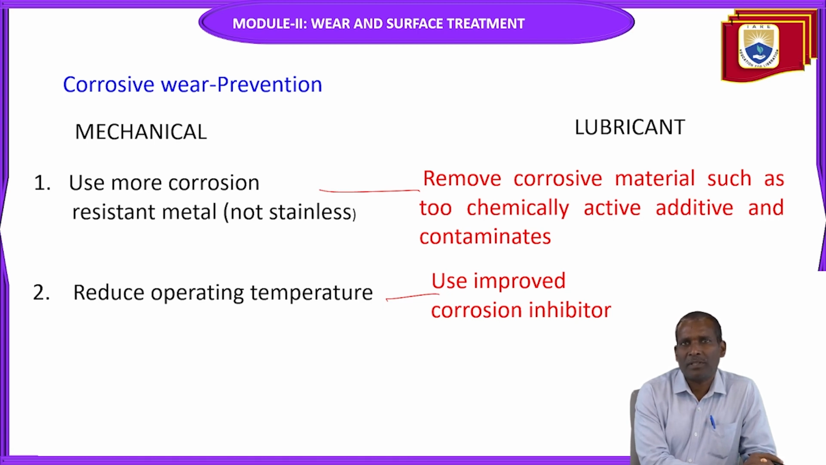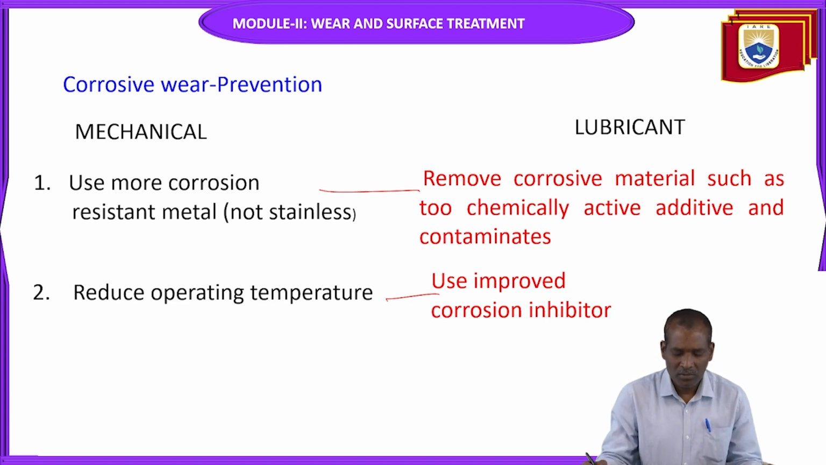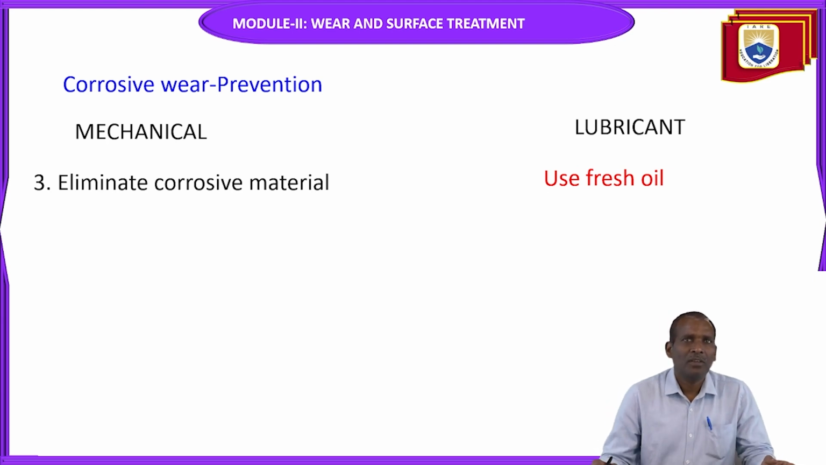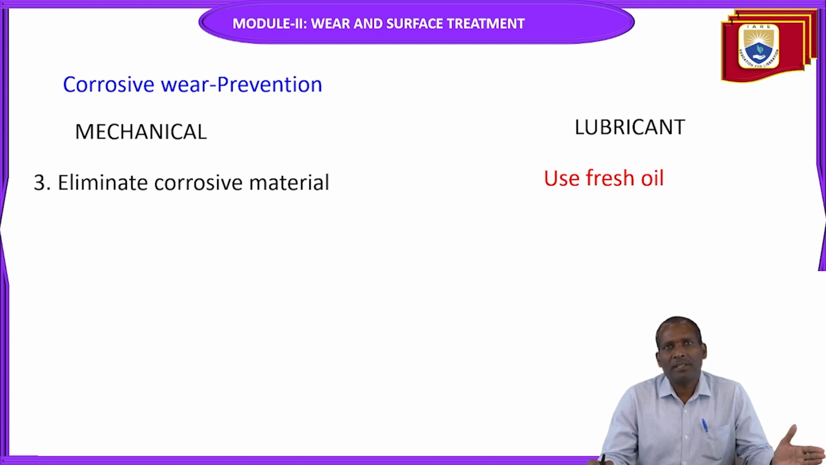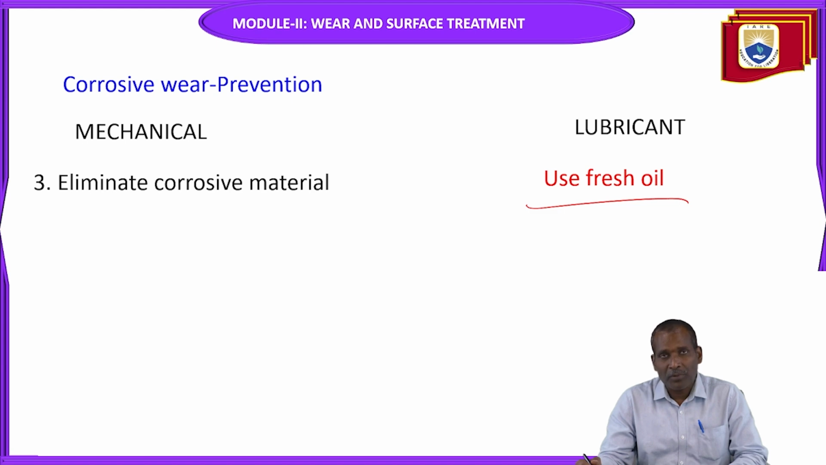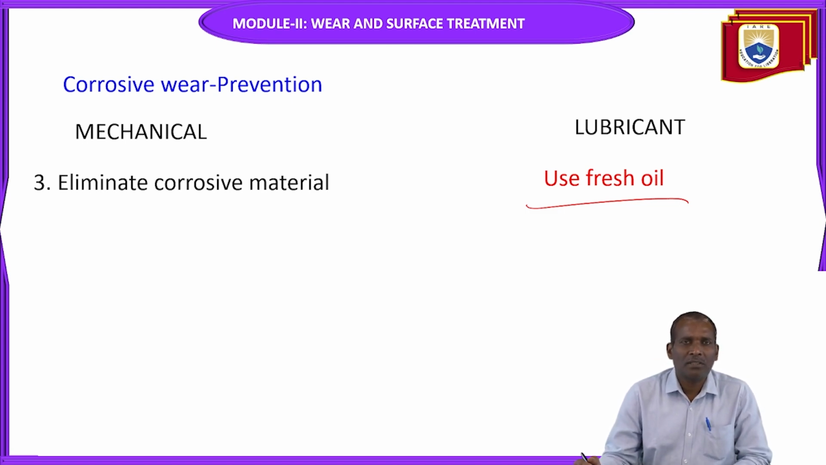Reduce the operating temperature. For this, you should improve the corrosion inhibitor. Then only you can minimize the corrosive wear. So one is to use the resistant material, another is the operating temperature, and the third one is to eliminate the corrosive material. Whatever the causing material is, eliminate that material. Don't use the corrosive material. Use fresh oil or lubricant. So this type of prevention is possible for corrosive wear.